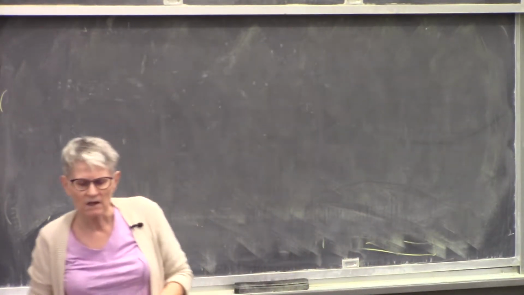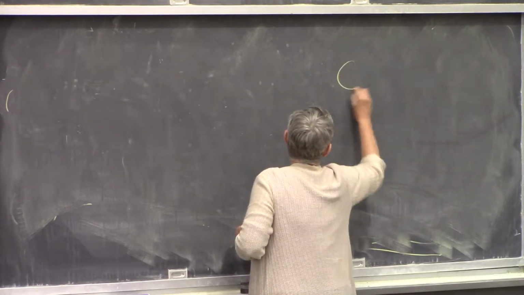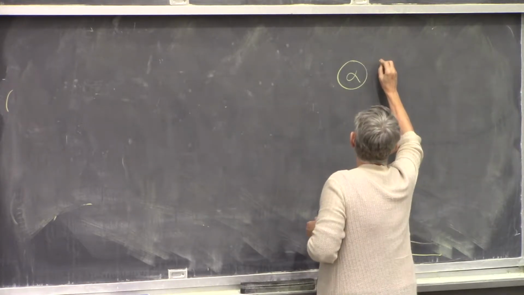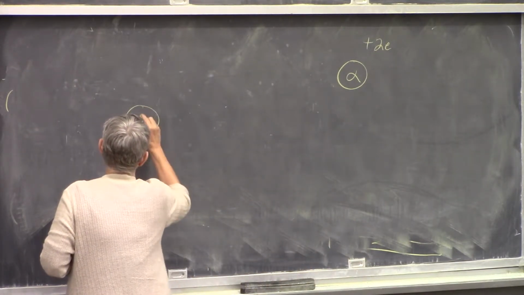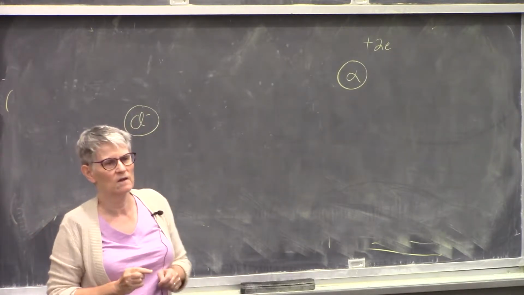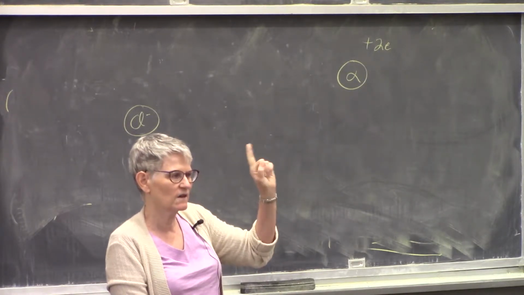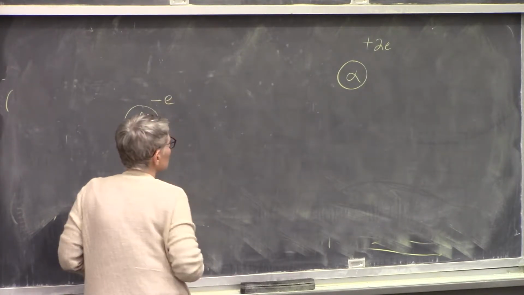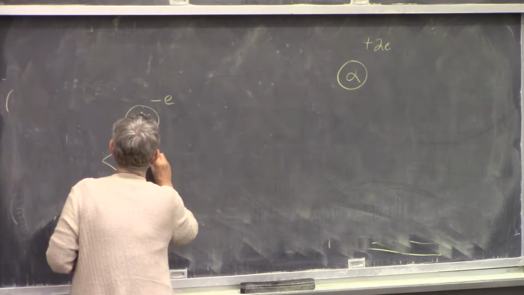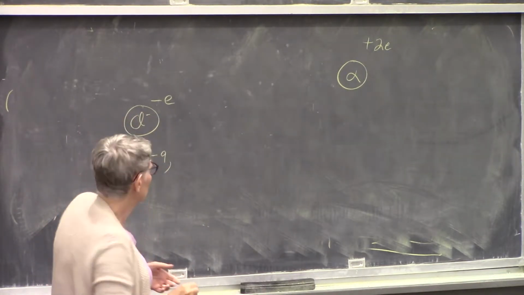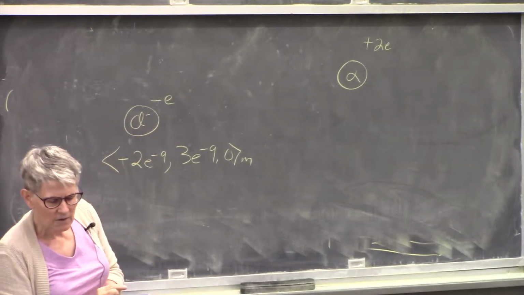Suppose we have an alpha particle and a chloride ion. How about that? So, alpha particle has a charge of plus 2e because it's got two protons and two neutrons. Here is a chloride ion. What's the charge of a chloride ion? Yeah, minus e, right? Because it's got one extra electron. So it's negative, and so it has a charge of minus e. And the locations are, let's say, minus 2 times 10 to the minus 9th, 3 times 10 to the minus 9th, 0 meters, and 5, negative 1.